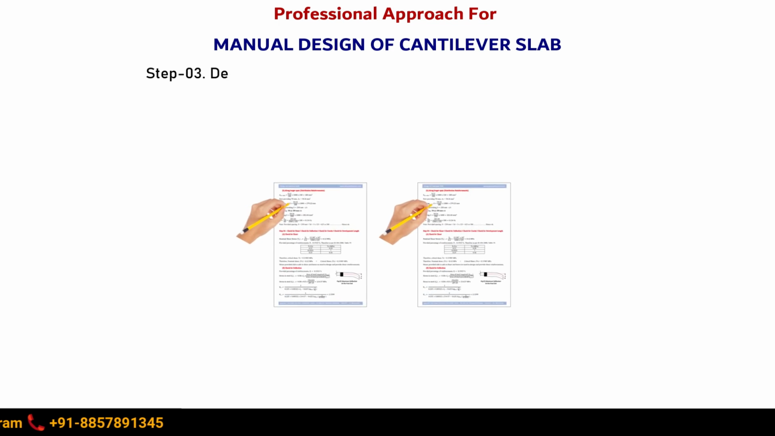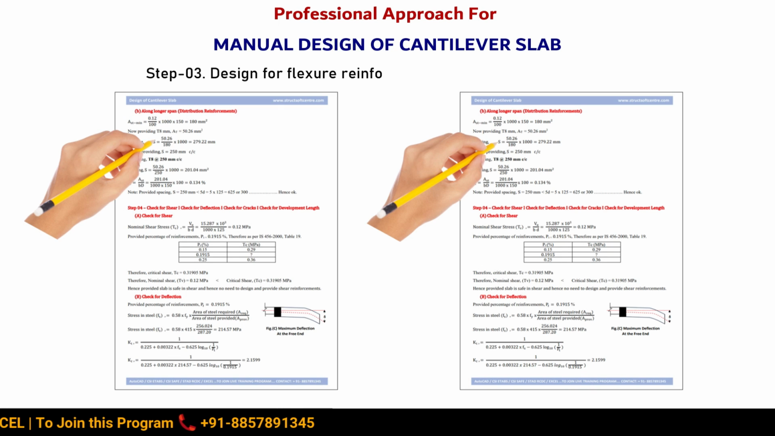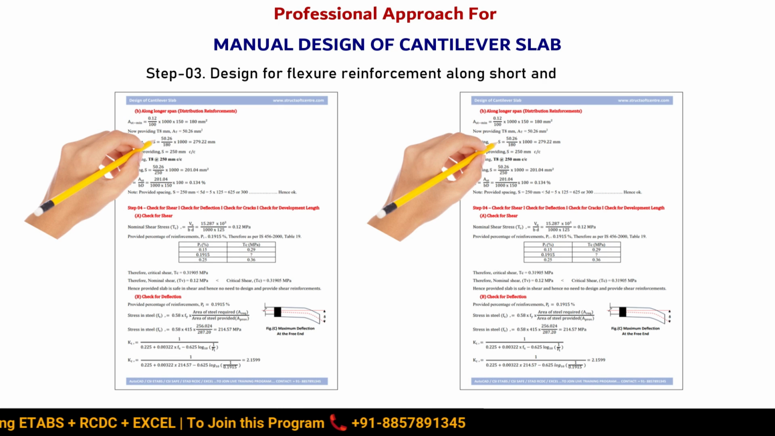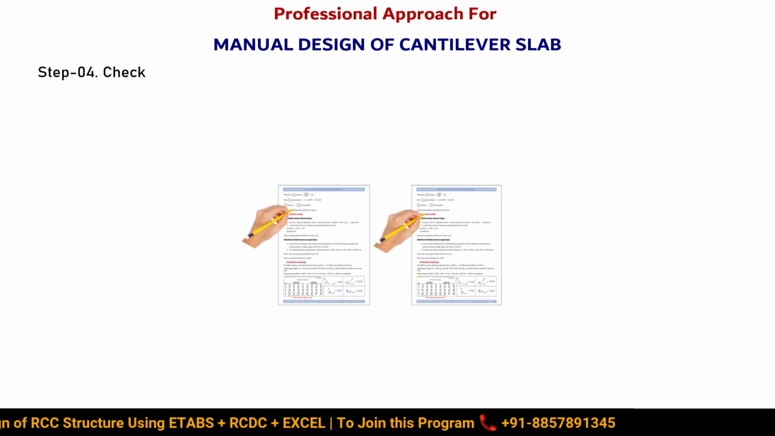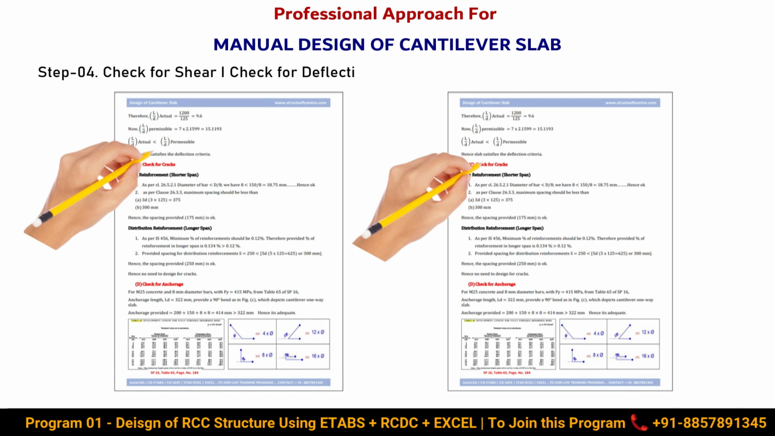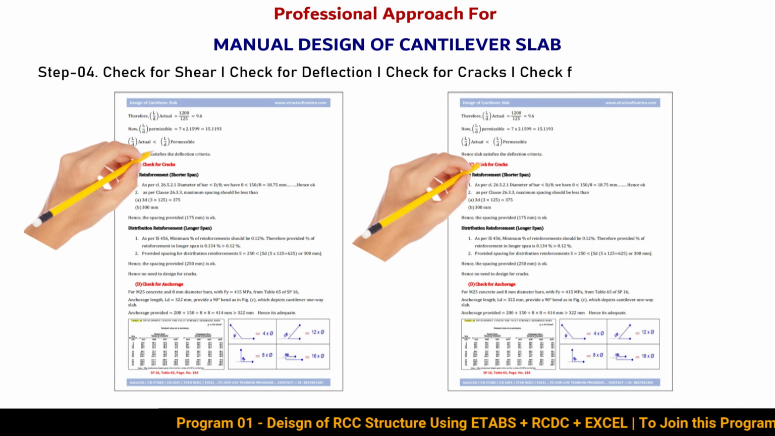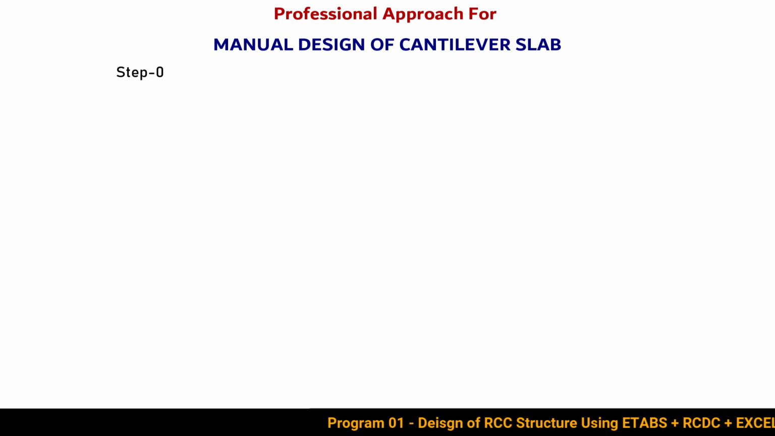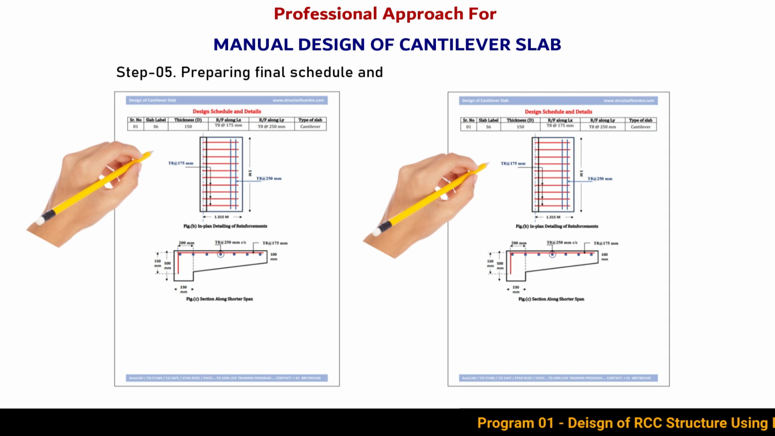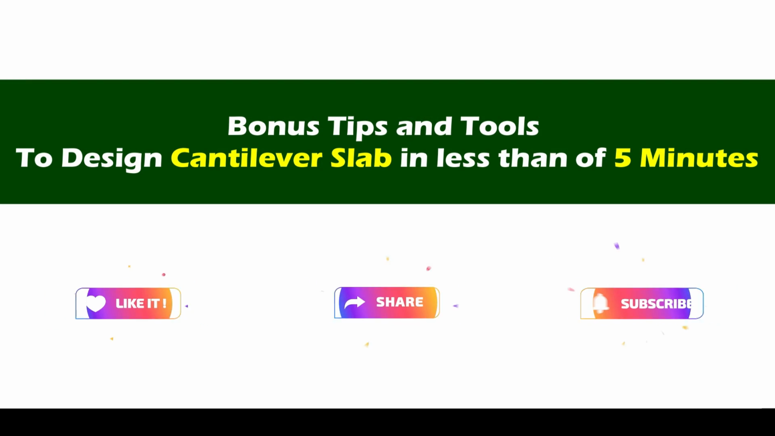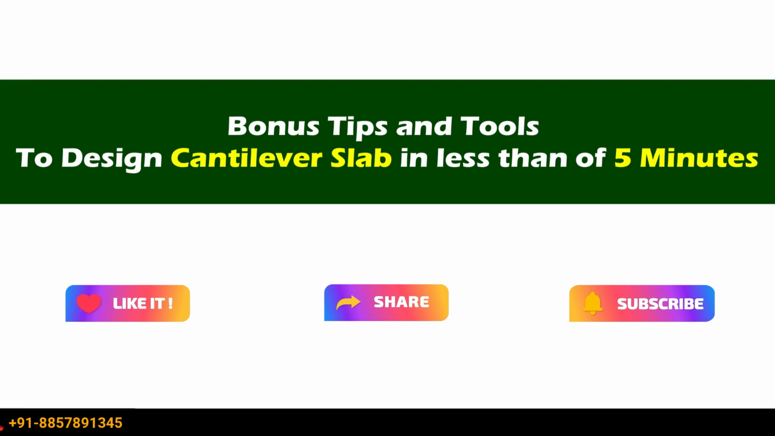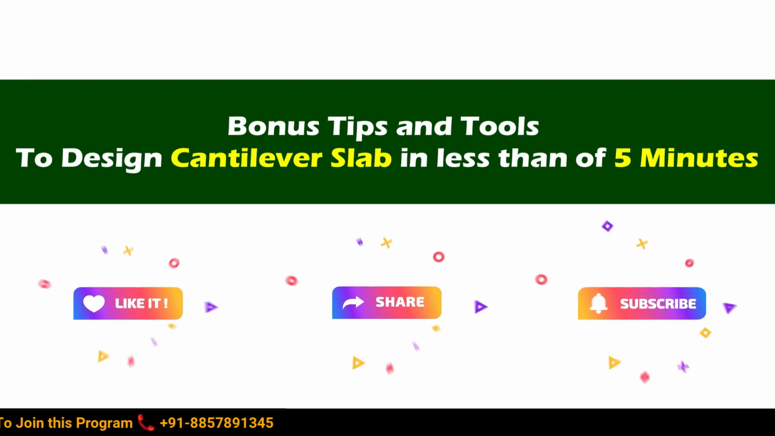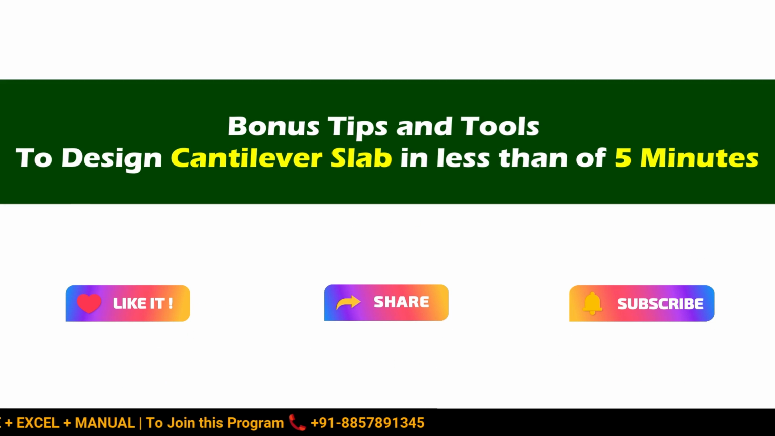In the third step we are going to see the design for the flexural reinforcement along the shorter and longer span of the proposed slab. In the fourth step, we are going to do the checks for shear, deflection, cracks as well as for the development length. And in the fifth step, in respect of the design result, we are going to prepare the final schedule and details. And at the end of this video, I will give you bonus tips and tools to design the cantilever type of slab in less than 5 minutes.